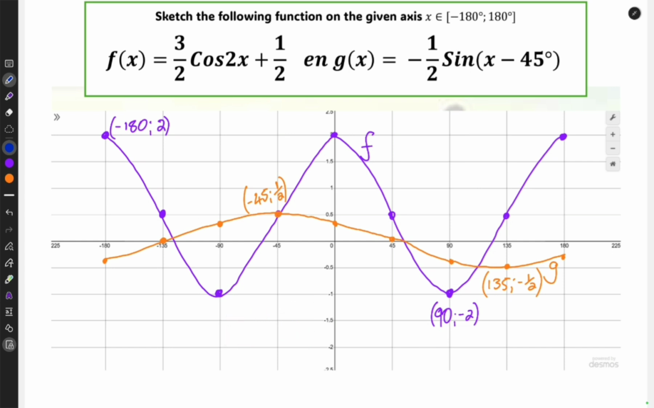If I now go for the range, the range of f would be y as an element of [-1; 2]. I need to write it in both block brackets. So I would say y is an element of [-1; 2]. With G, I would say y is an element of, and then I can see the lowest point is -1/2, and the highest point is +1/2, close block bracket.